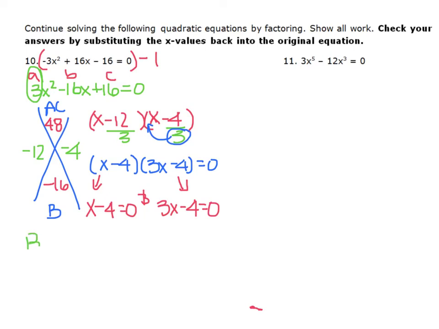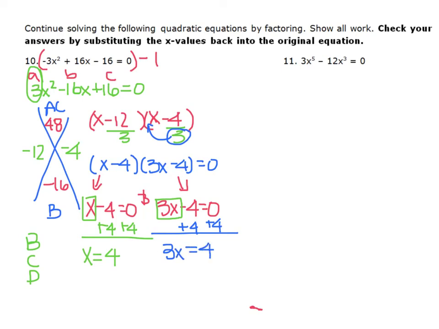Alright, all I gotta do is follow 3 simple steps: B, C, D. Box my variable, cancel what's beside it by adding 4. x equals 4. That's my first x-intercept, or my first solution. Second one, box the 3x, add 4 to both sides. 3x equals 4. Not done. Last step is to divide by 3, and we get that x equals 4 over 3. So notice this graph has 2 solutions.